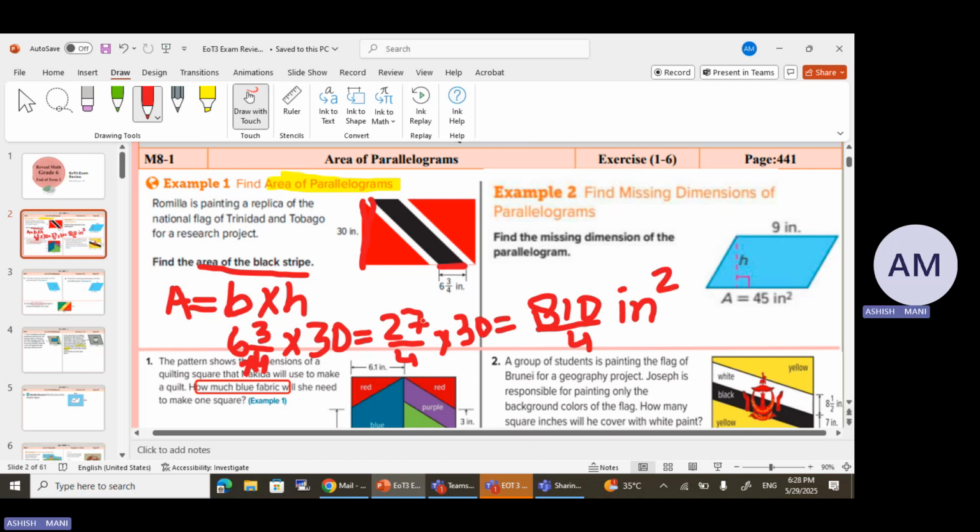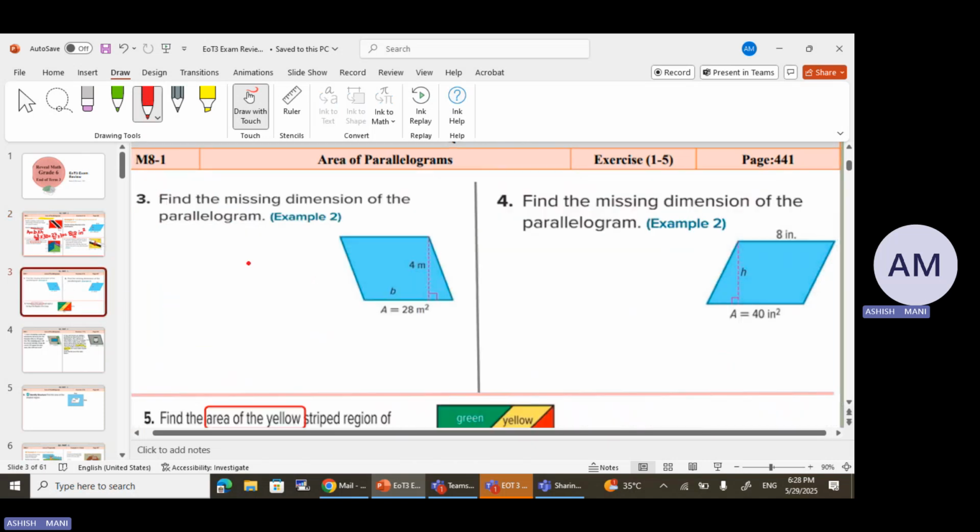This is how we find the area of a parallelogram, and there are sample questions below. You can practice the sample questions on how we find the area of a parallelogram. This is the first question.